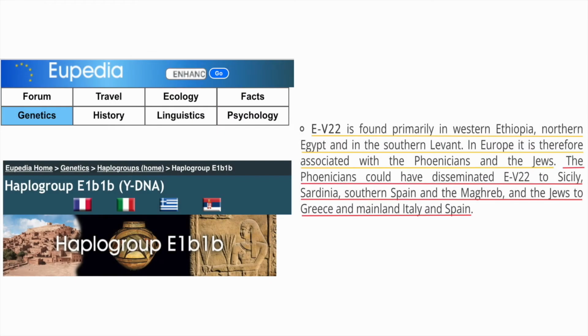According to the webpage Eupedia titled Haplogroup E1b1b, it reads, E-V22 is found primarily in western Ethiopia, northern Egypt, and in the southern Levant. In Europe, it is therefore associated with the Phoenicians and the Jews. The Phoenicians could have disseminated E-V22 to Sicily, Sardinia, southern Spain, and the Maghreb, and the Jews too, to Greece and mainland Italy and Spain.